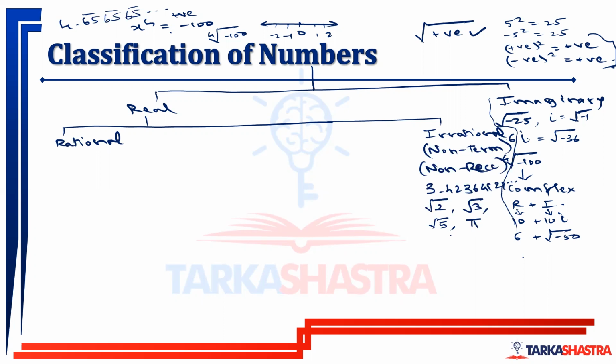Now moving forward to rational numbers. Rational numbers are either terminating or recurring.